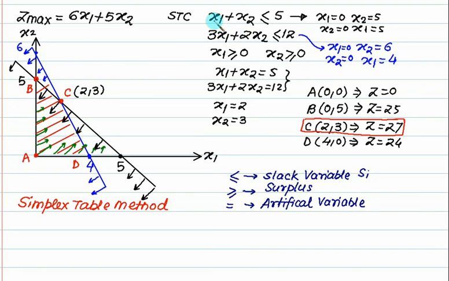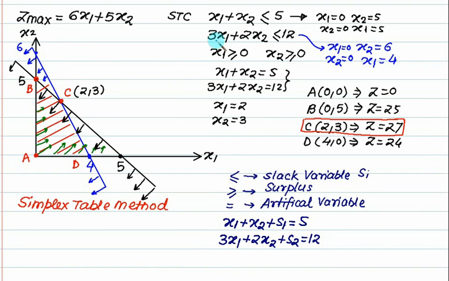So my first constraint is x1 plus x2 less than or equal to 5. So I will introduce my slack variable: x1 plus x2 plus s1. As soon as I put s1, there will be an adjustment in s1, and I have an equal to sign, equals 5. And then I have the second constraint, which is also less than, so I will introduce one more slack variable: thrice x1 plus twice x2, plus another slack variable s2, equals 12.